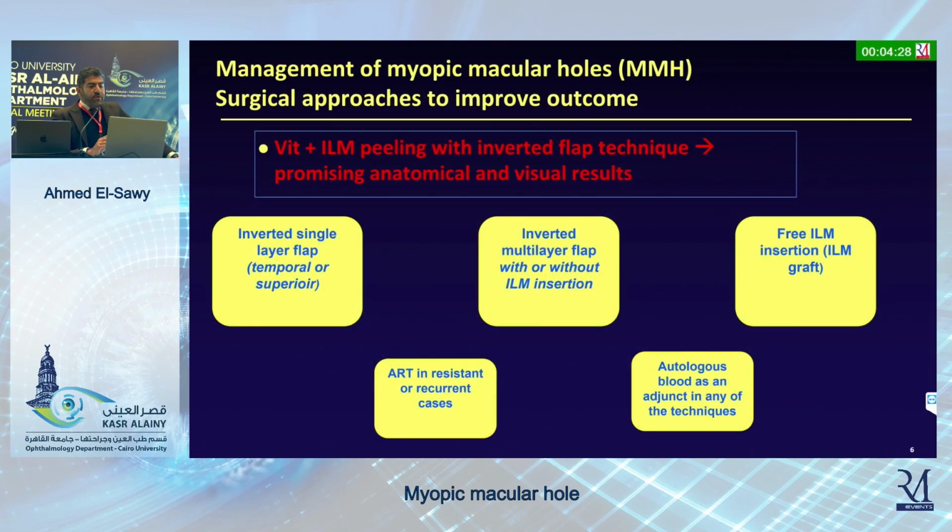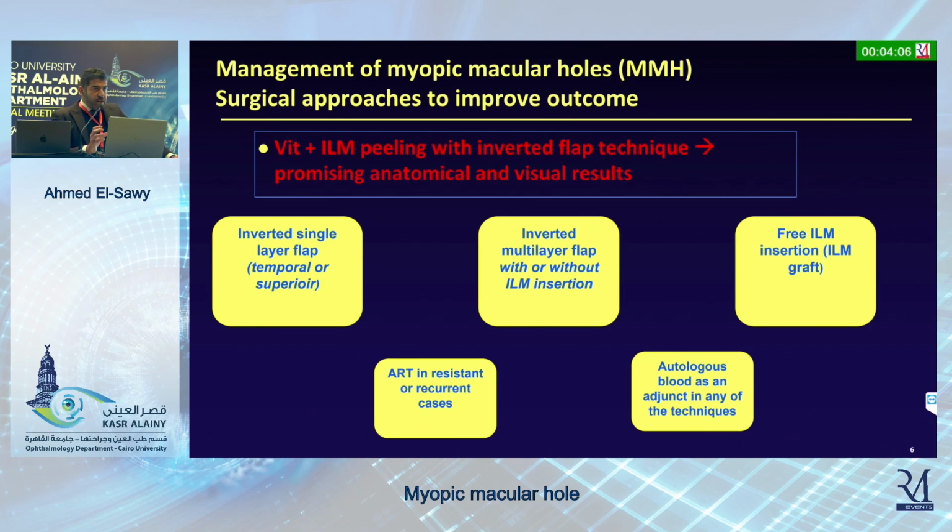So the management of myopic macular holes is always a surgical challenge, and because of that, many surgical procedures have been introduced in order to improve the anatomical outcome. And currently, it's widely accepted that the vitrectomy with the inverted ILM flaps provides the best surgical outcome or success rates. And according to that, further modifications have been made on the inverted flaps.